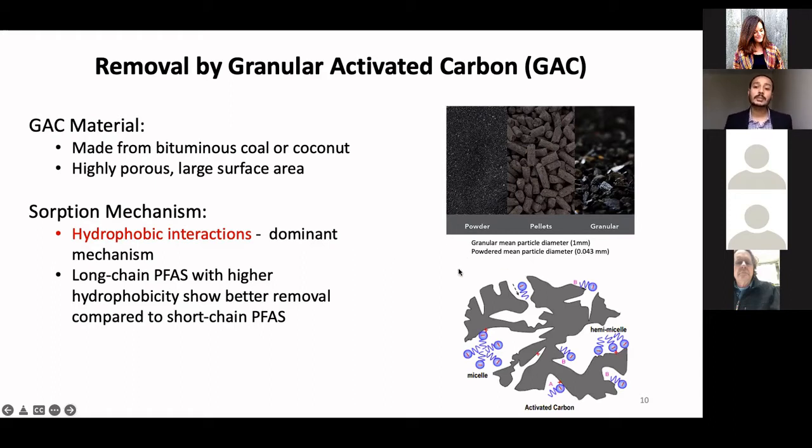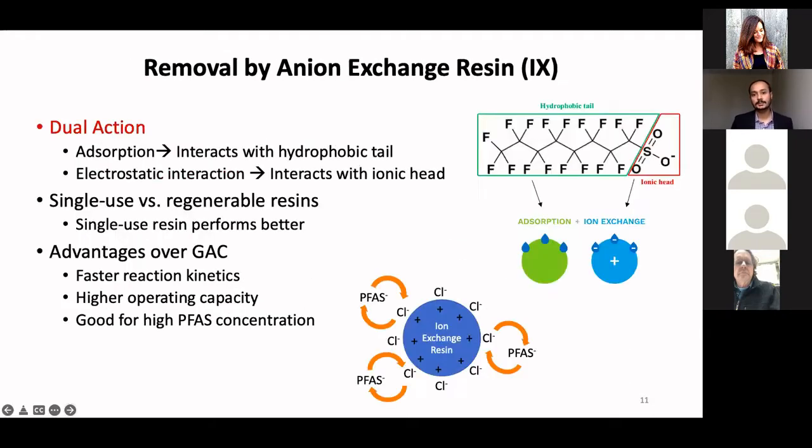This is a visual representation of how PFAS molecules are removed by GAC. It could be through charge interactions. Some of the granular activated carbon can have positive charges on their surface, and PFAS are anions, or negatively charged ions, that can interact with these positive charges. And that could be an additional way of retention in this filtration approach. However, hydrophobic interaction is the important mechanism for treatment of PFAS using GAC.